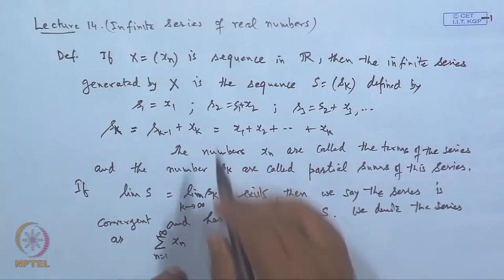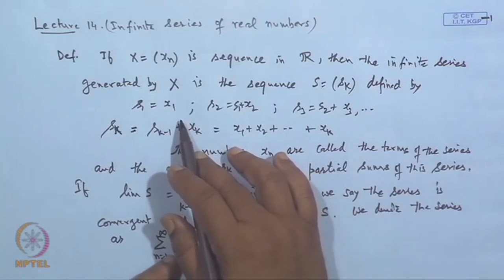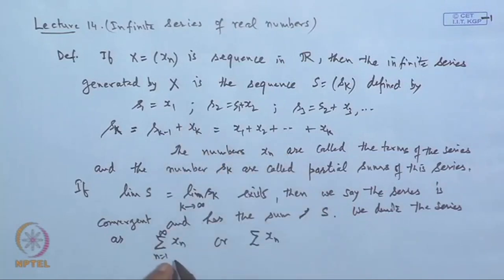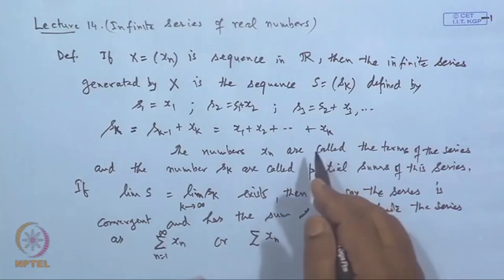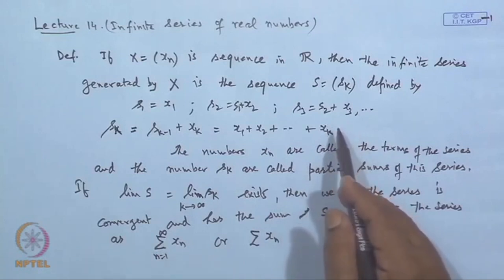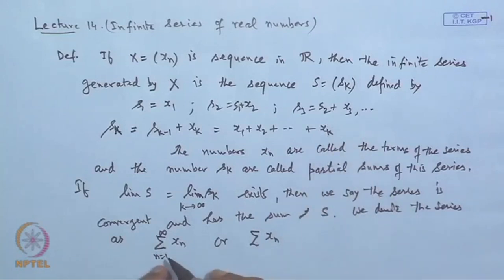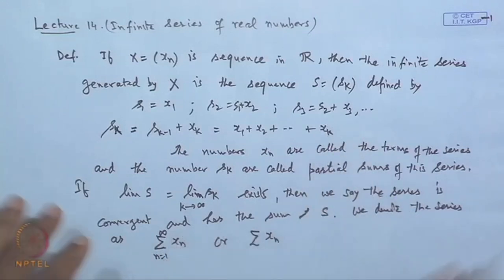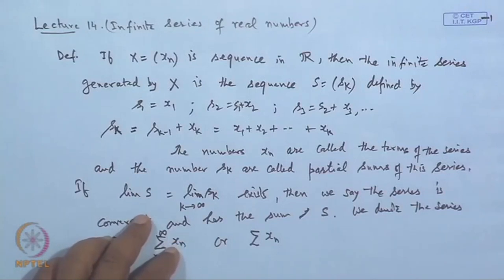Or some authors, if the first term starts from x0, then the summation will be taken from 0 to infinity. And if the series has first term, say x100, then the series will start from n equal to 100 to infinity. So, that way we can identify that. Now, if this limit does not exist, then in that case we say the series diverges.